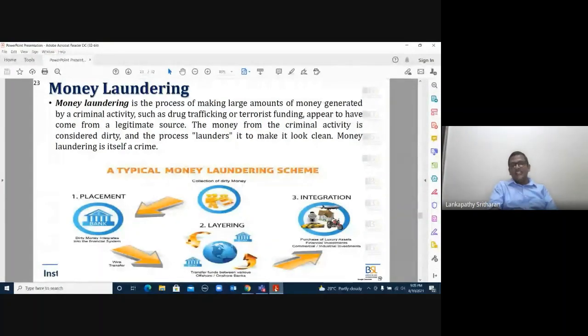If you see this diagram, you can see that they're collecting the dirty money. First they collect the dirty money. What they will do is place it in the bank.